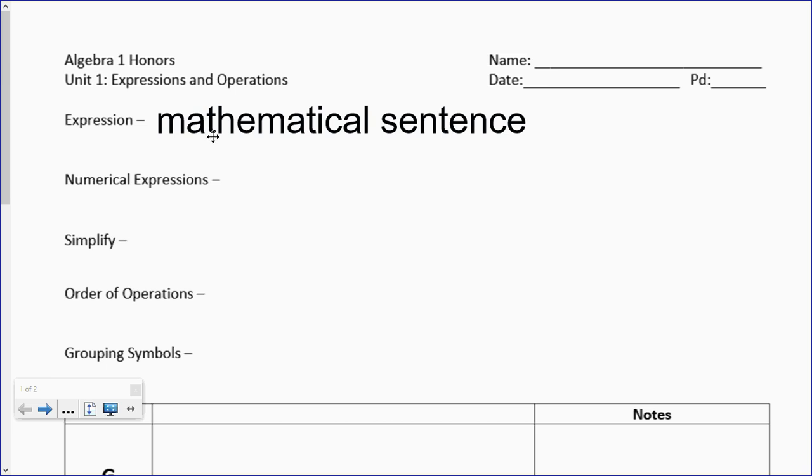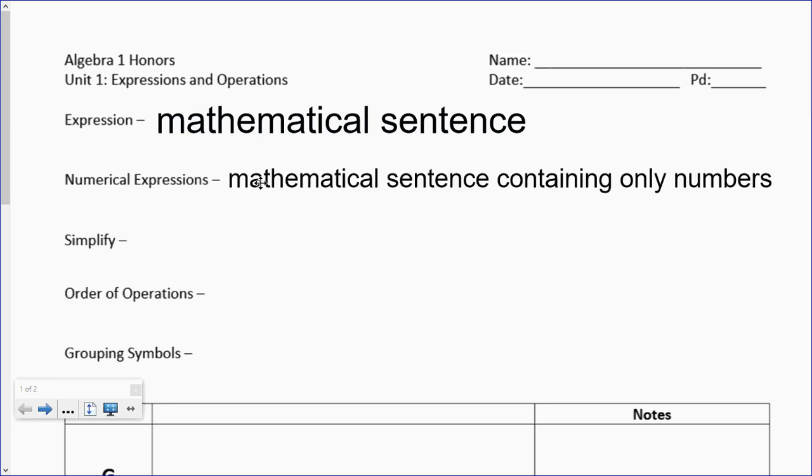A numerical expression is just a mathematical sentence containing only numbers, so there are no letters involved. Once we start to involve letters, that's called algebra, so we'll learn about algebraic expressions next class, or next video. By the way, if at any point I'm going too fast, feel free to pause the video so you can take your notes. If you miss something, you can rewind, all that fun stuff. That's the beauty of a video.